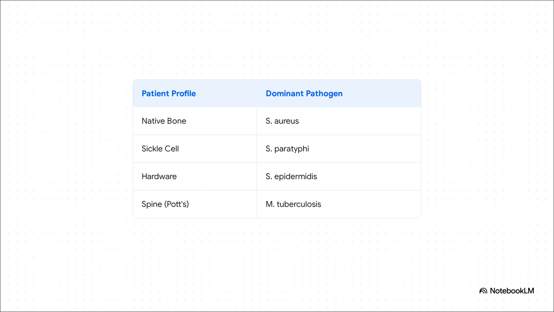If they have sickle cell disease, the classic culprit shifts to Salmonella paratyphi. If you introduce orthopedic hardware like joint prostheses, you're suddenly dealing with low-virulent, slime-producing biofilm bugs like Staphylococcus epidermidis and Cutibacterium acnes. And if there's an insidious infection in the spine, classic Pott's disease, you're looking at Mycobacterium tuberculosis.